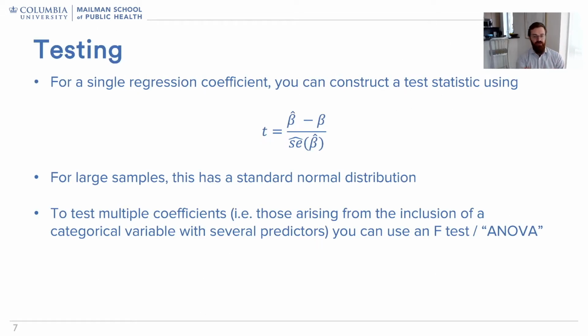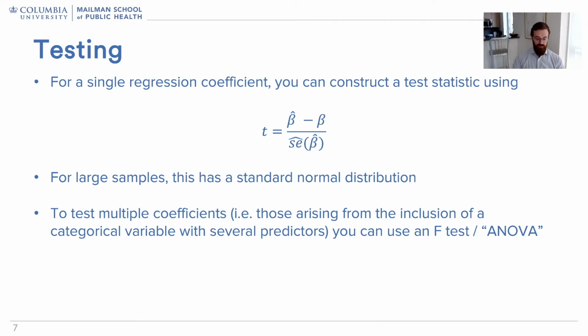So the next thing that I'm going to mention is, if you are interested in understanding one of those regression coefficients and whether or not it is non-zero, the way that you go about doing that is through a hypothesis test, where you construct a test statistic that follows a t-distribution, and for large samples it has a normal distribution. Your test statistic is your estimate minus your null value, and often that null value is 0, divided by the standard error of that estimate.